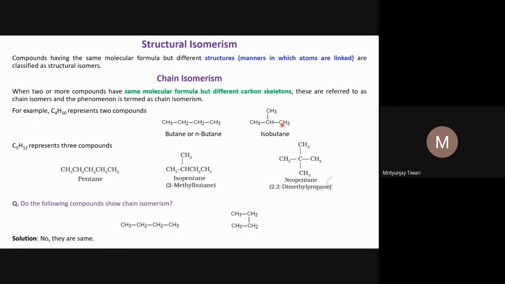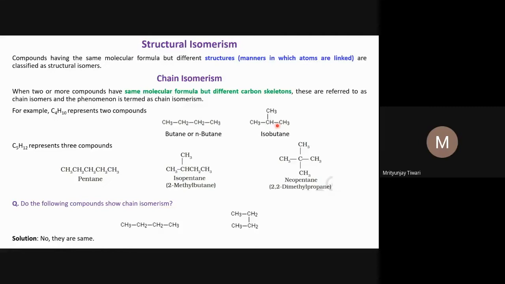This is a 3 carbon chain, this is a 4 carbon chain. The common name of this compound is isobutane, but the IUPAC name we can use is 2-methylpropane, and this is butane. Simply, this is butane, this is 2-methylpropane. So these are two different compounds.